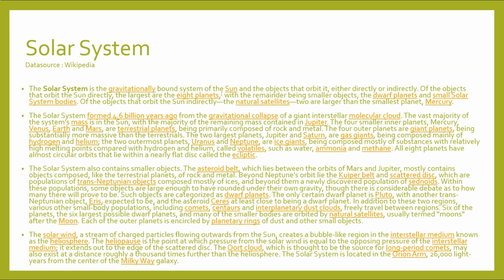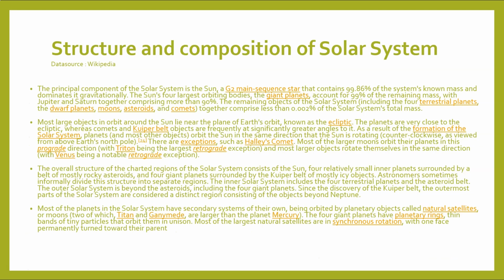The Oort cloud, which is thought to be the source of the long-period comets, may also exist at a distance roughly 1,000 times further than the heliosphere. The solar system is located in the Orion Arm, 26,000 light years from the center of the Milky Way galaxy. So let's talk about the structure and the composition of the solar system.